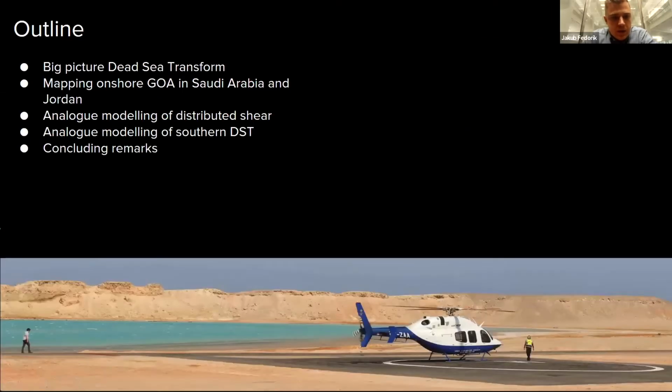Okay, so the outline is I will show you a little bit about the Dead Sea Transform to put you in the picture of where we are and what's going on. Then I will focus on the mapping techniques that we use, and then I will present the two models explaining what happened earlier at the breakup stage along these strike slip plate boundaries, and then what is happening now. And I will conclude, hopefully bringing everything together to make everything easier to understand.